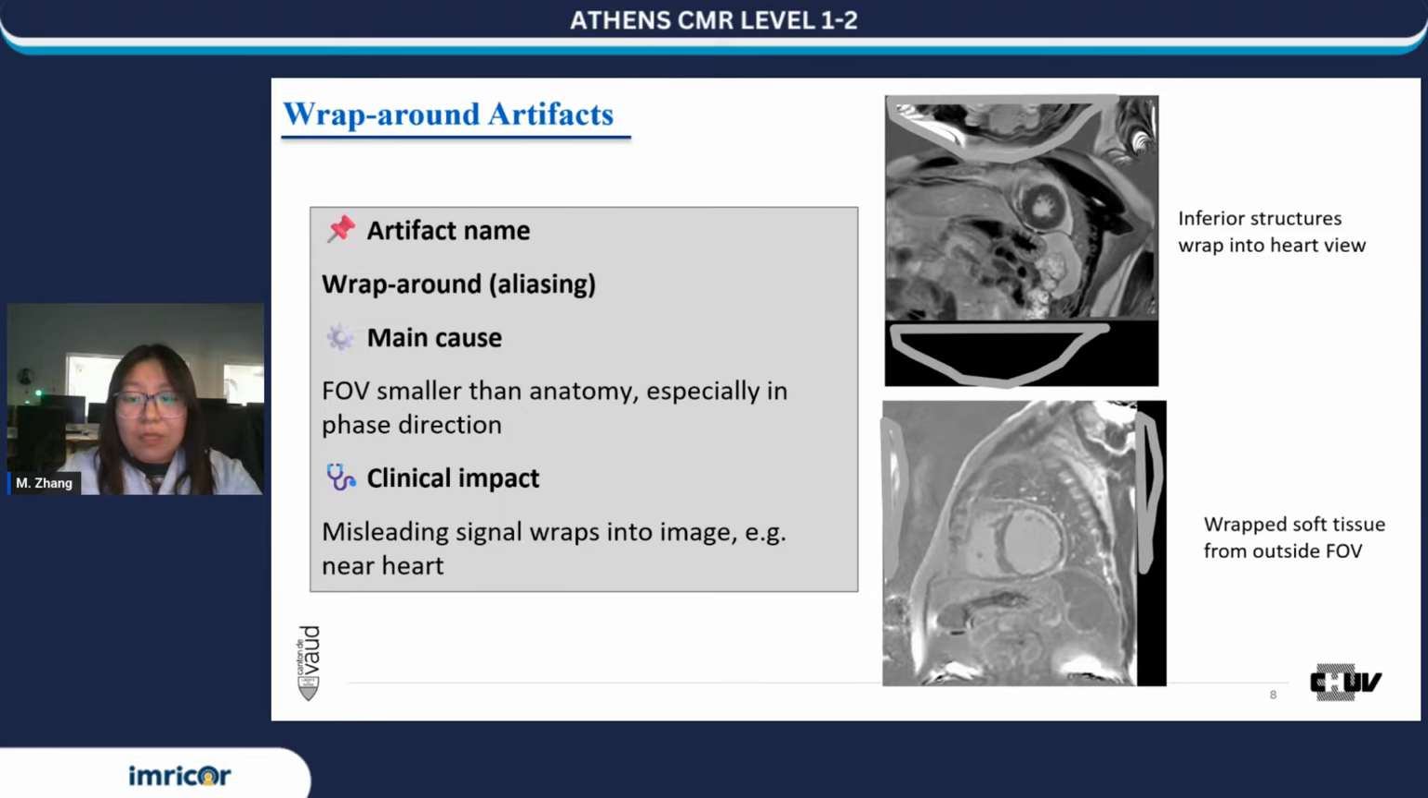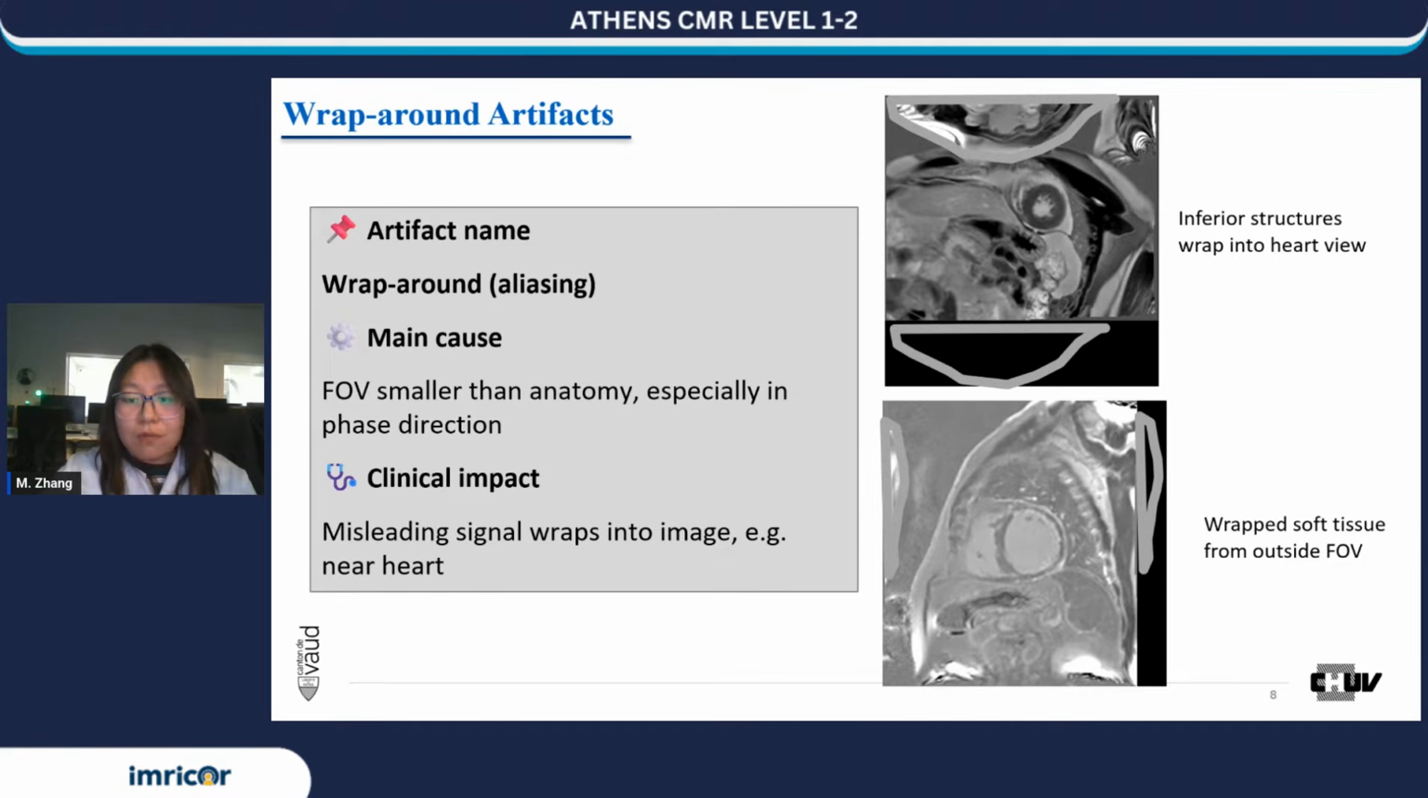Wraparound artifacts happen when the imaging field of view is smaller than the actual anatomy. In the phase encoding direction, signals from outside the field of view are misregistered. They wrap around to the opposite side of the image. This is especially problematic in cardiac imaging, where high spatial resolution is needed, but we often try to keep the field of view small to boost the spatial resolution. Here are two examples. We observe two classic examples of wraparound artifacts. In the first image, there is a limited field of view in the anterior-posterior phase encoding direction.